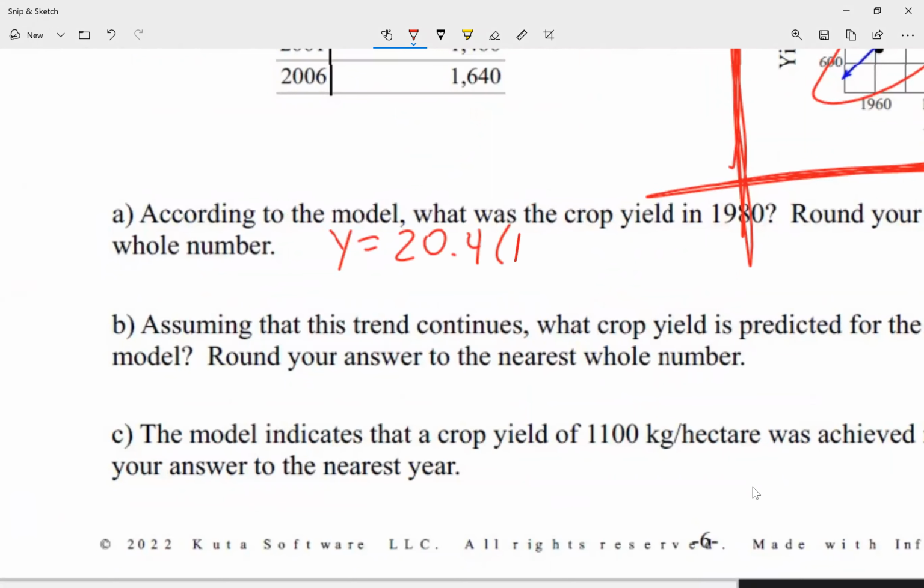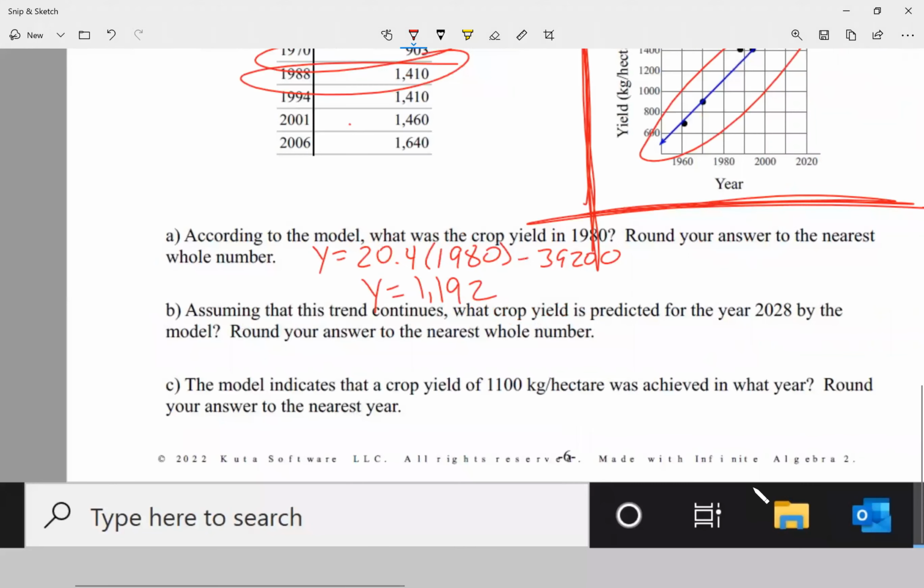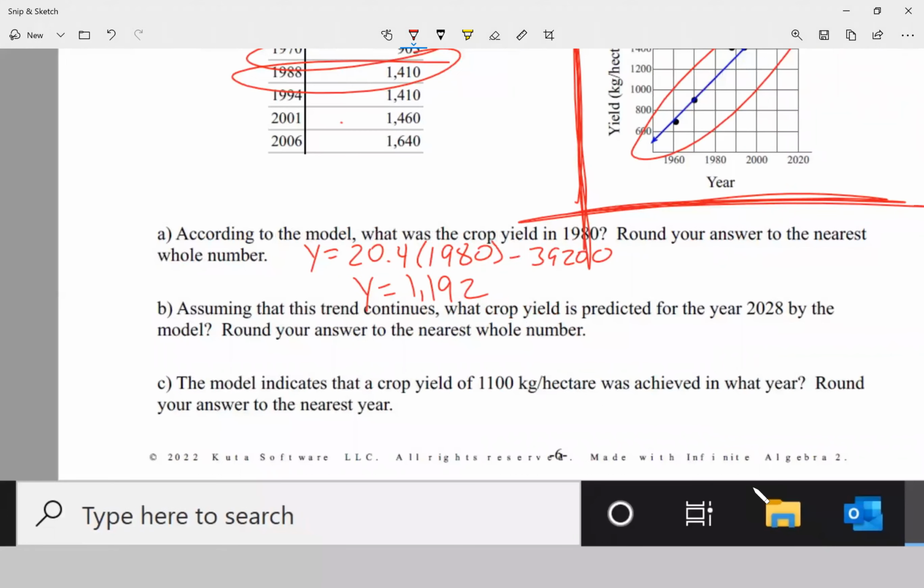20.4 times 1980 minus 39,200. 20.4 times 1980 is 40,392 minus 39,200. It gives me that Y is equal to 1,192. I'm supposed to round this to the nearest whole number. I don't have a decimal, so 1,192.